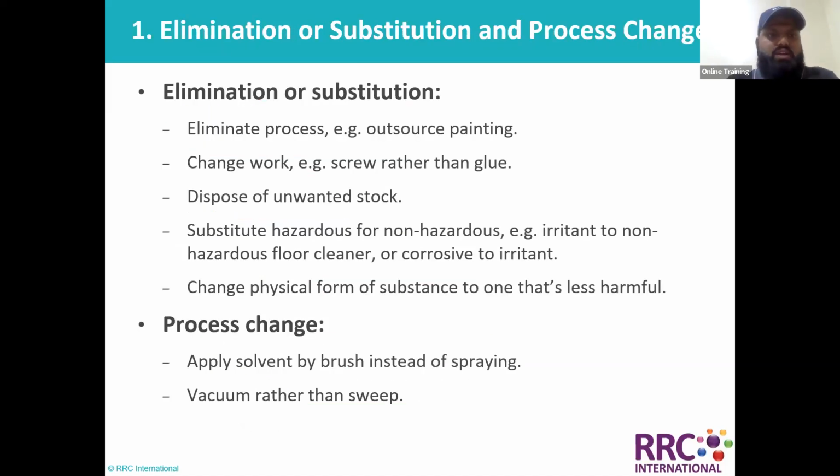So first thing comes over here, elimination or substitution. Eliminate the process, for example, outsource painting. Instead of you performing the painting operation, ask someone to come and perform it. Usually when the third party comes, they have all the equipment and they know how to protect themselves. Change work, for example, screw rather than glue. If you are applying glue, you are using a chemical, so don't use the glue, try the screw. We'll be having metallic screws, of course. There is no hazardous substance then. Then dispose of unwanted stock, whatever is not required, dispose of it.